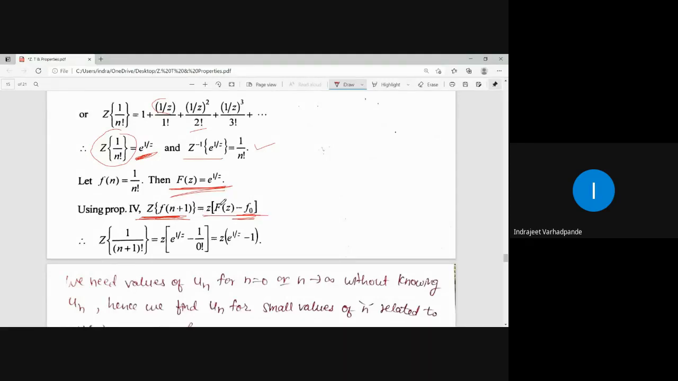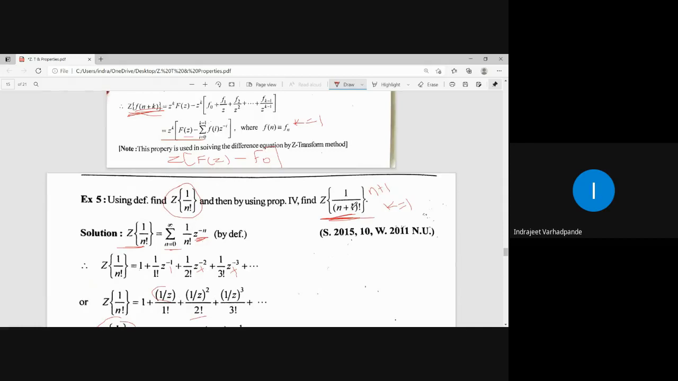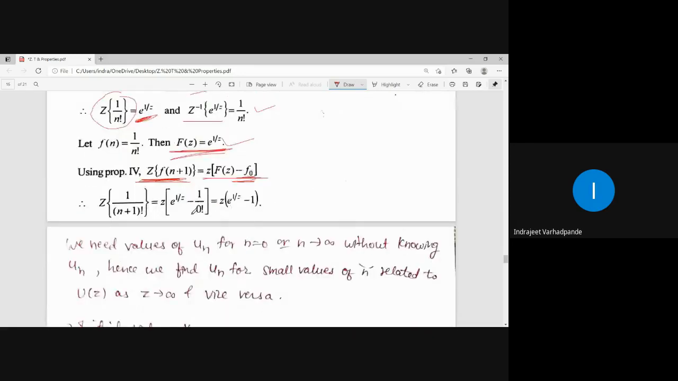z into F of z, F of z is e to the power 1 by z. f of 0, where will we get it from? Put the value of n as 0, 1 upon 0 factorial is 1, so here your answer will be 1. So e to the power 1 by z minus 1. So what is your final answer? Our final answer is z multiplied by e to the power 1 by z minus 1. So this is how we calculate the value for 1 upon n plus 1 factorial.